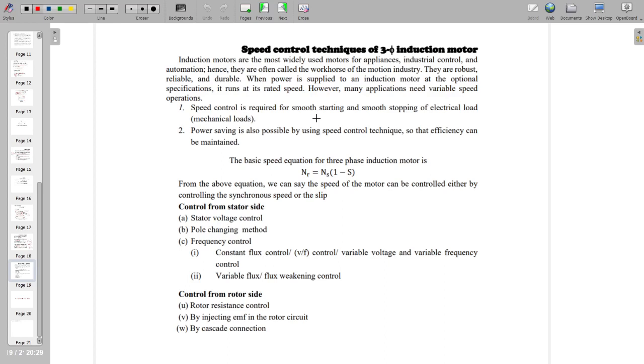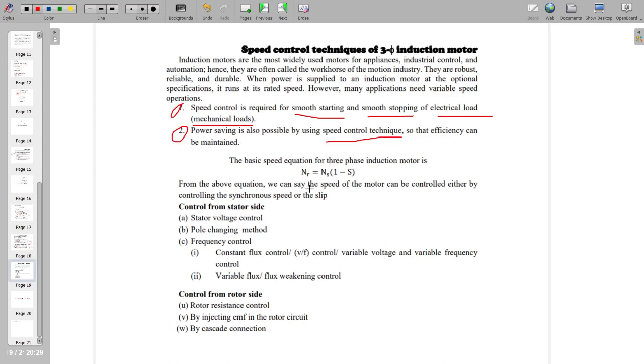In order to prevent accidents, speed control is required for smooth starting as well as smooth stopping of electrical or mechanical loads. This is the first requirement. The second requirement is that power saving is possible by using a speed control technique. So we can maintain efficiency.